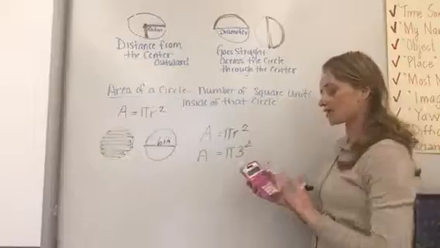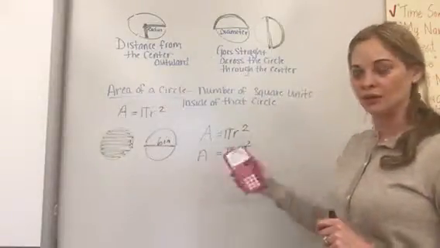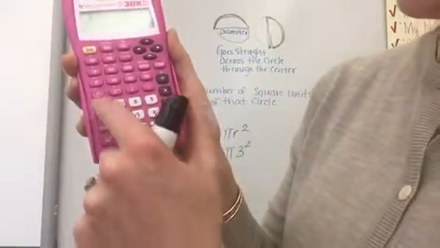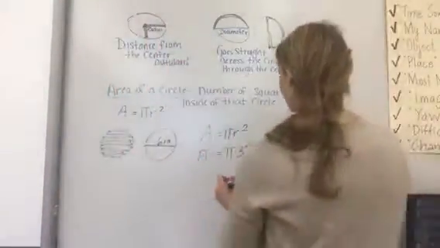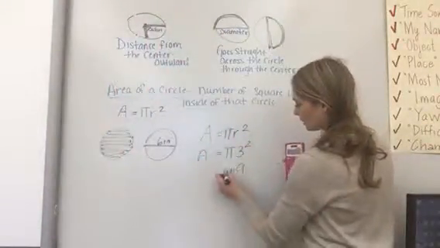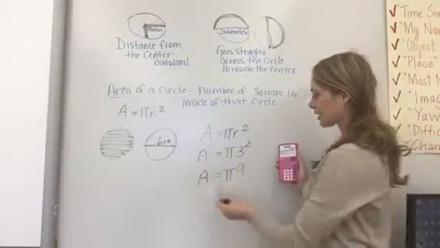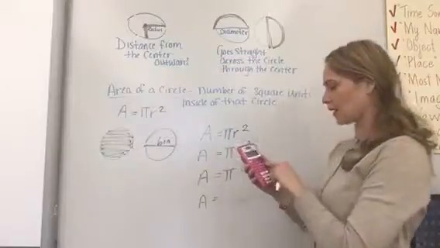So now, as I mentioned, because of order of operations, you have to do your exponents first. So I'm going to hit 3 squared, and that gives me 9. Bring down my pi sign, rewrite my formula. And my last step, A equals, I multiply pi times 9.